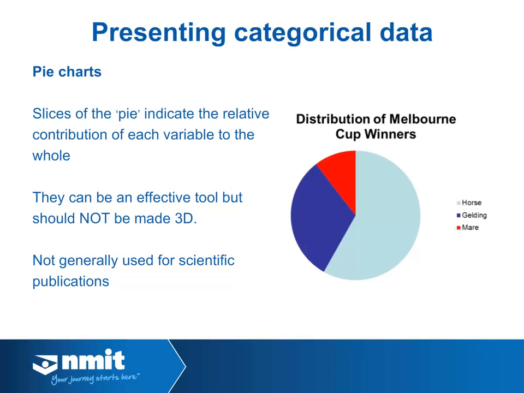I should say a pie chart, if you're not familiar with them, converts your data into proportions shown as a slice of pie. So here, for example, the horses are given around 60% of the pie. That's because they represent 60% of the winners of the Melbourne Cup. Mares are only about 8%, so they're given 8% of the pie, or this clock face, if you like.